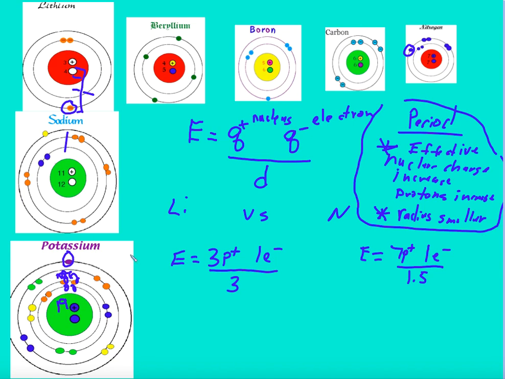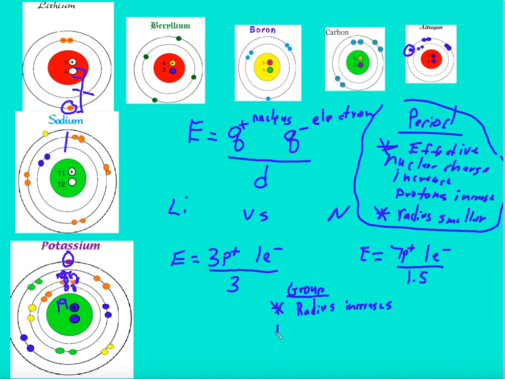Now let's go back to the group trend and write down a couple of things. For the group trend, number 1, the first thing you're going to look at when talking about ionization energy is that as you go down, the radius increases. And if the electron is further away, it takes less energy to remove it. The further away an electron is, the less energy it takes.